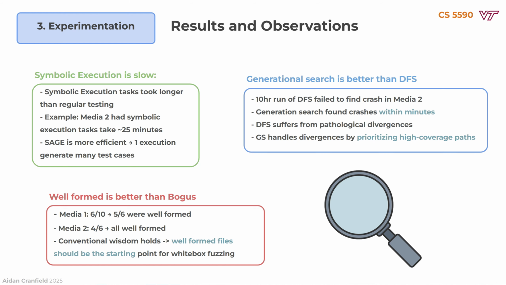But why is it still efficient? Sage is more efficient because, despite being slow, the symbolic execution is only a small part of the total search time, because one symbolic execution generates many test cases. And in one case, 25% of the total time was spent on symbolic execution, and this shows that generational search makes excellent use of each expensive symbolic execution task.